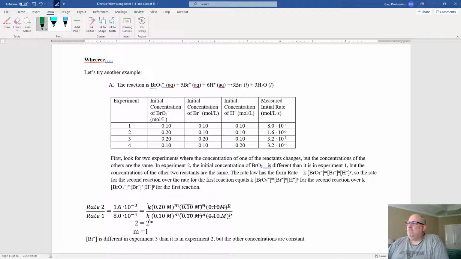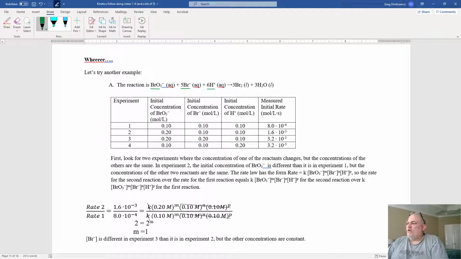But do you see how we have three reactants here? BrO3 minus, Br minus, and H plus. Again, we aren't going to worry about the coefficients right now. There's going to be a time where those coefficients are going to come into play and matter for us, but we could do it the old-fashioned way.